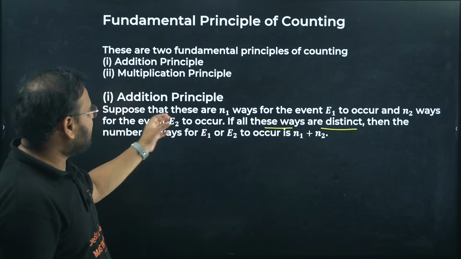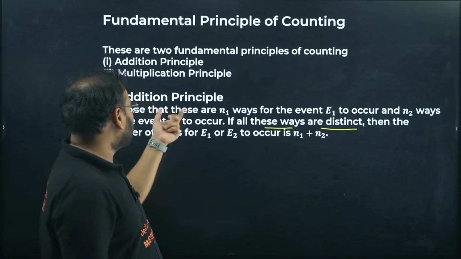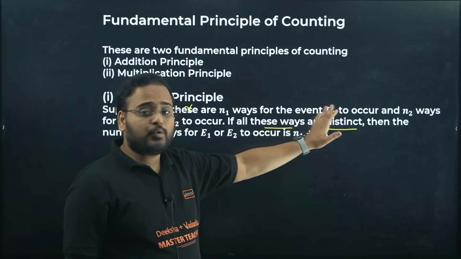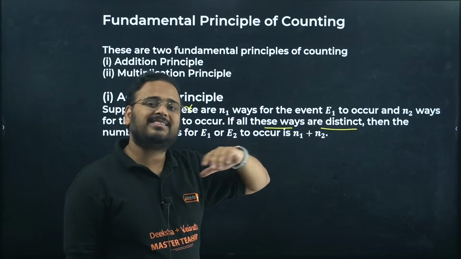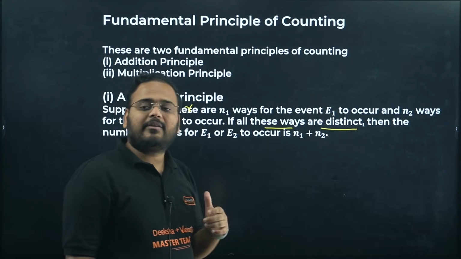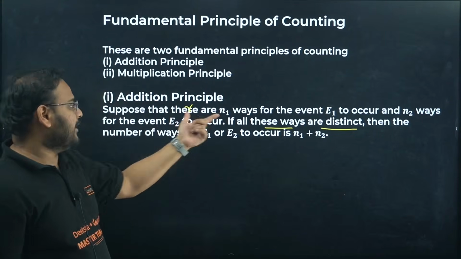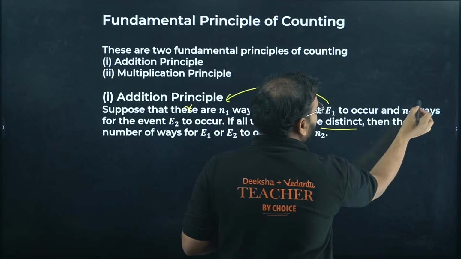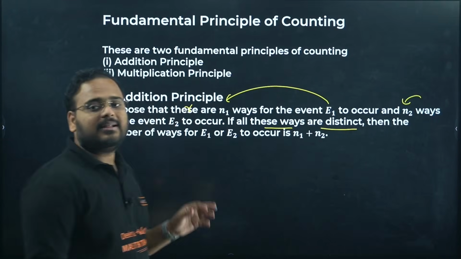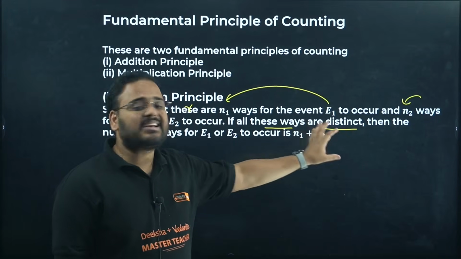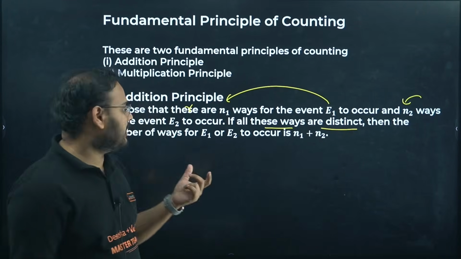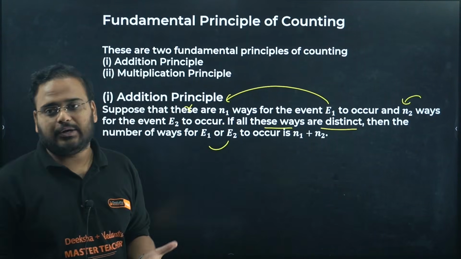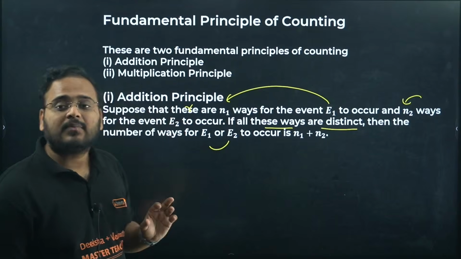It says that suppose there are n1 ways for the event E1 to occur, and for event E2 to occur, there are n2 ways. For event E1 we have n1 ways, for event E2 we have n2 ways, and these ways are distinct in nature. The number of ways the event E1 or event E2 can occur is given by n1 plus n2. This is your fundamental principle of counting based upon the addition principle.